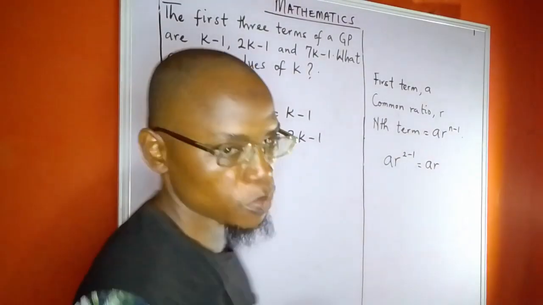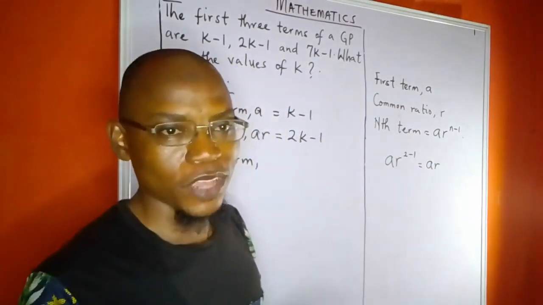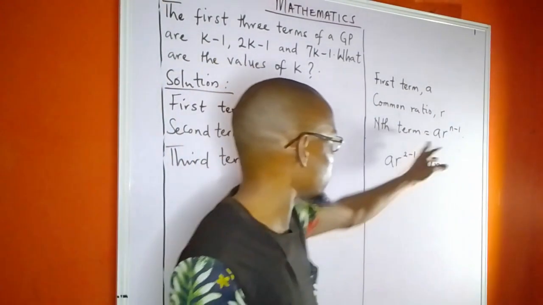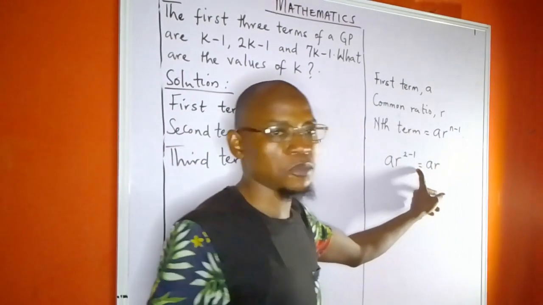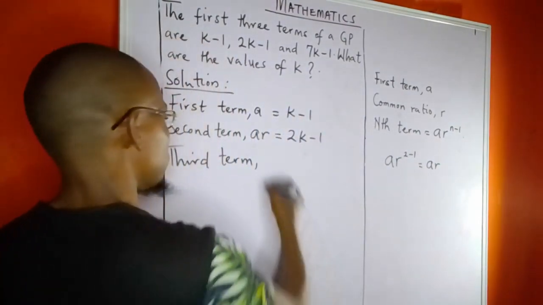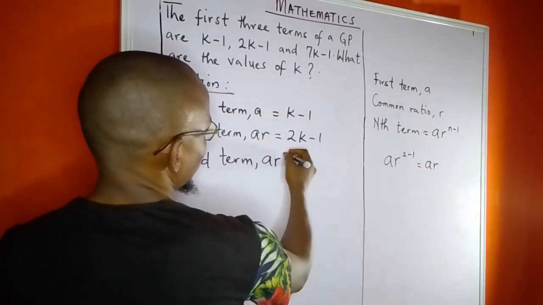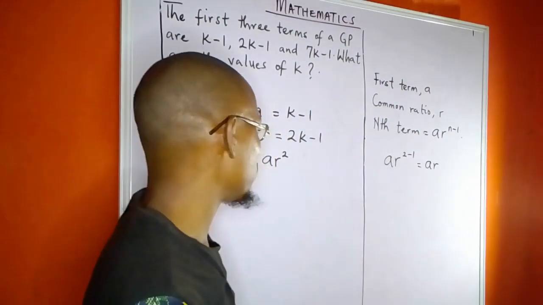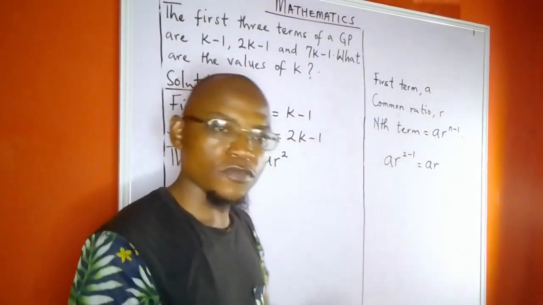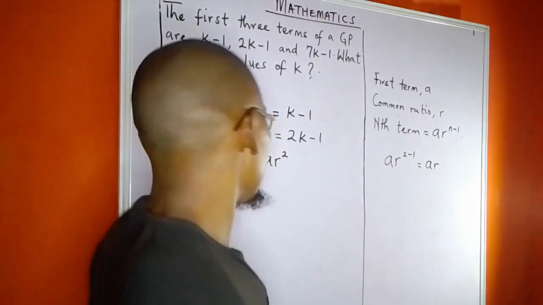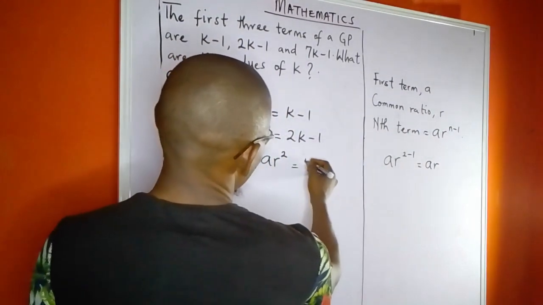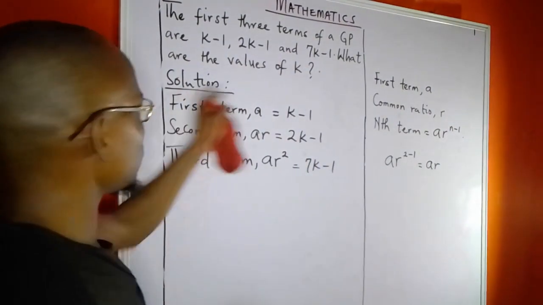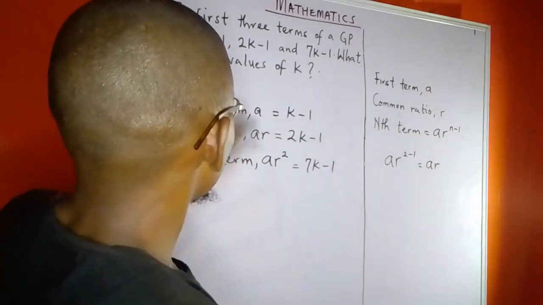What do you think the third term will be? You should be able to tell me how to write the third term using this same formula and the example I've given. The third term will be A R raised to the power 2. The fourth term will be A R raised to the power 3, the fifth term, and so on and so forth. So the third term is 7k minus 1. We've written out these terms that we are given.